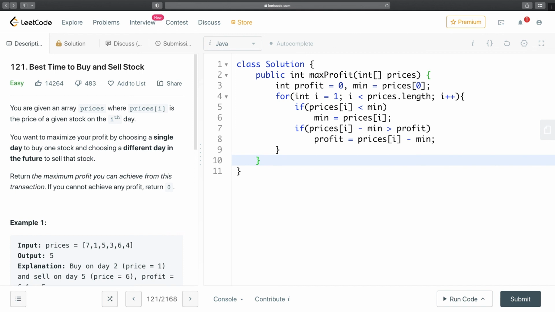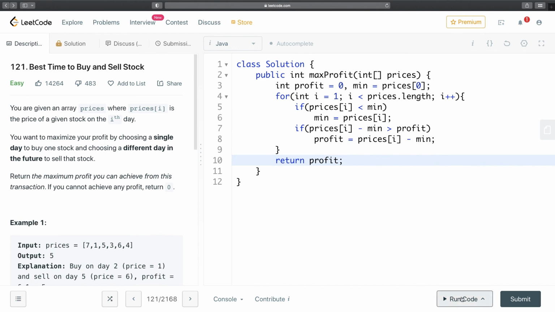Okay, so we are done with the algorithm. The only thing remaining is to return the value of profit. So the same thing that we were doing in algorithm, we check if the value of prices is less than min. If it is less, then updating the value of min, and again checking the value of prices minus min. If it is greater than profit, then we are updating the value of profit.